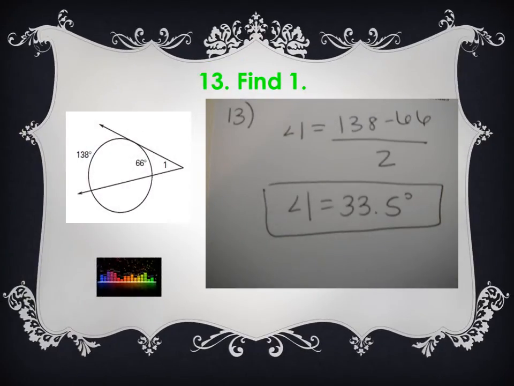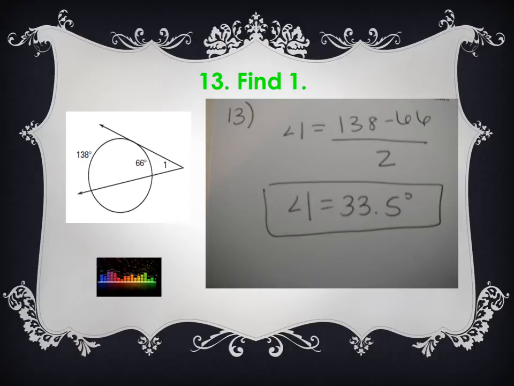This problem asks us to find angle 1. Angle 1 has a vertex that is outside the circle. It is created from one tangent line at the top and one secant line at the bottom. We can use the outside angle formula, which is angle equals far arc minus near arc divided by 2.